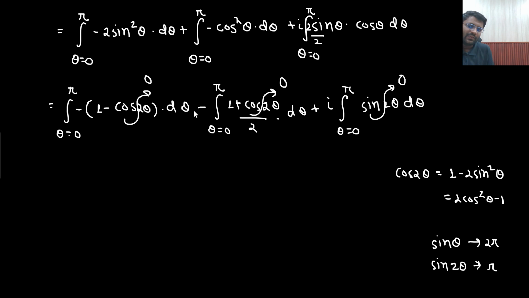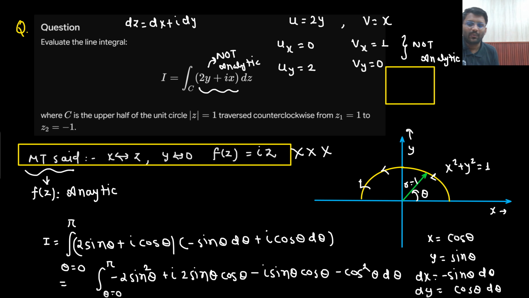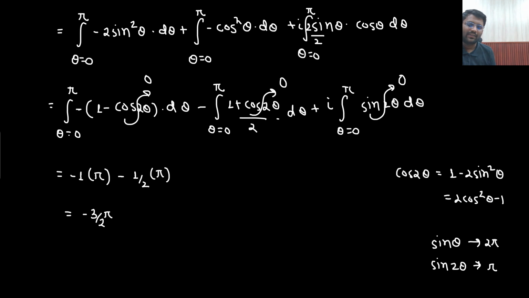So this will become minus 1 d theta with theta going from 0 to pi. This will become minus 1 by 2 d theta. So what will be the answer you will be getting? Minus 1 d theta, so minus 1 into pi, minus 1 by 2 into pi. So the answer is coming out to be minus 3 by 2 pi. I hope this answer is correct and there is no calculation mistake. Yes, minus 3 by 2 pi. That's the answer that we are getting.